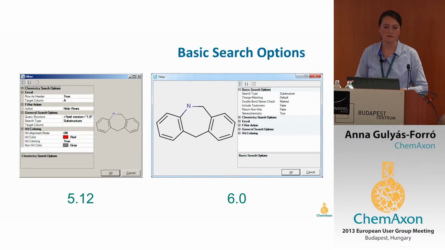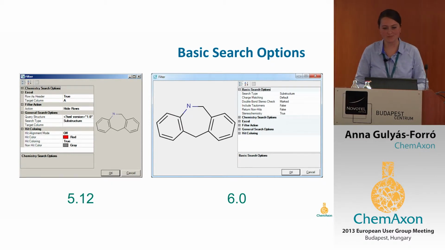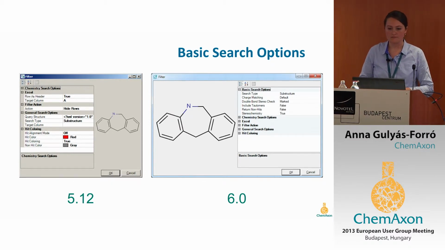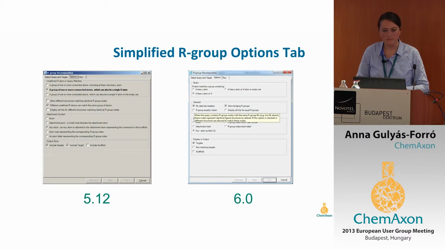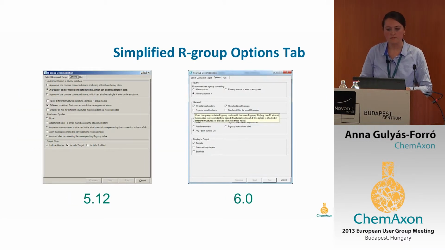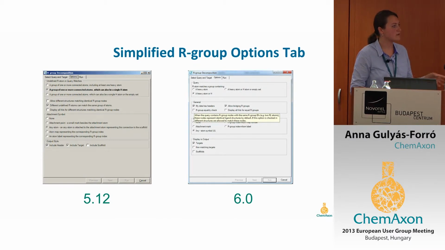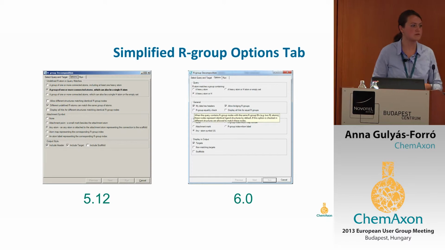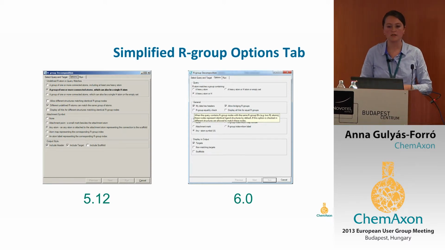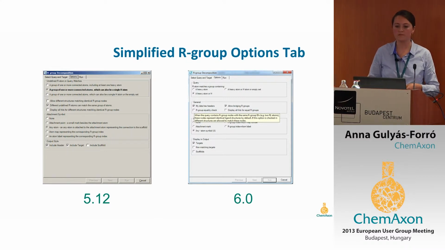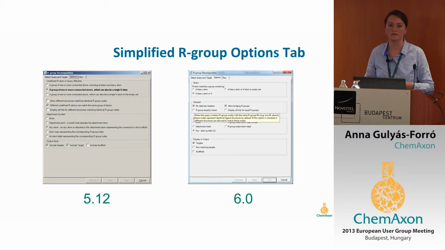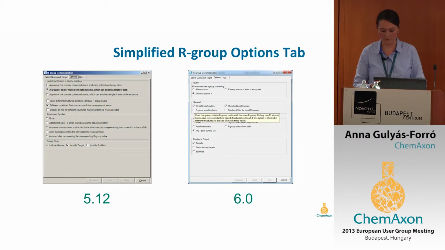Just a short view of the search options, the before and after versions. You can see the R group decomposition options tab, where we tried to shorten the titles of the options and give only a brief title for each of them. But by hovering the mouse over each option, you can find a detailed description in tooltips.